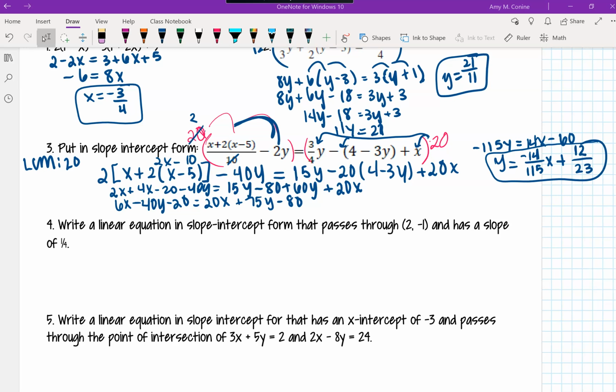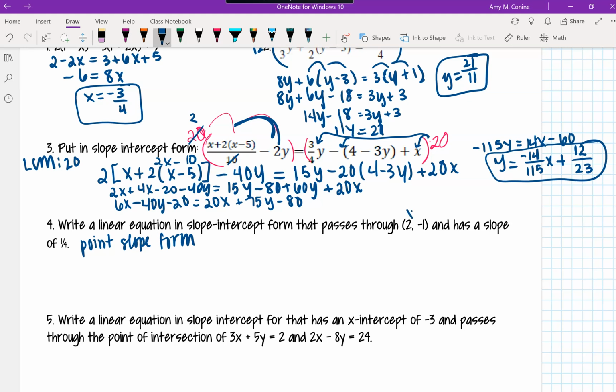So for 4, write a linear equation in slope-intercept form that passes through the point and has a slope of 1/4. There are 2 ways to do this, and we're going to do them both ways. You can use point-slope form, because you have a point and you have a slope. And then we're going to do another way that you can solve this.